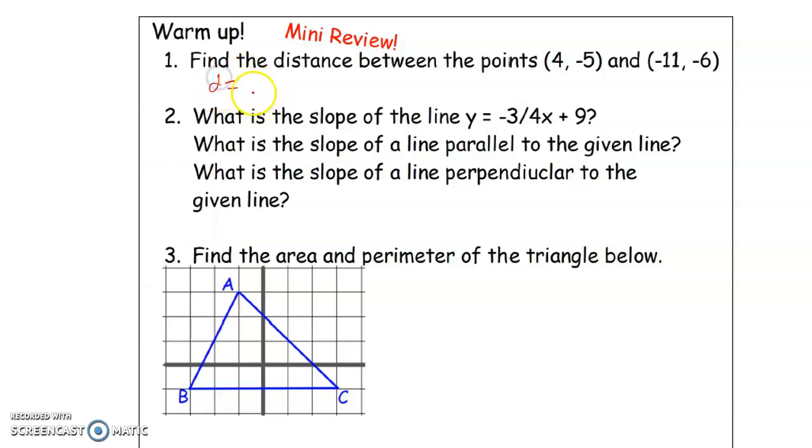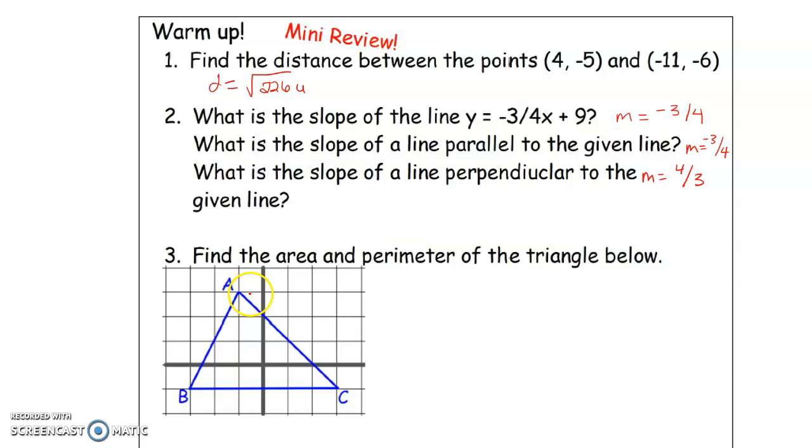Finding the distance between those 2 points would be the square root of 226 units. Our slope of this line, slope is m, equals a negative 3/4. The parallel lines have the same slope. And our perpendicular line is going to be opposite signs, so this is going to be positive, and a reciprocal. So instead of 3/4, it would be 4/3. That would be the slope of our perpendicular line.